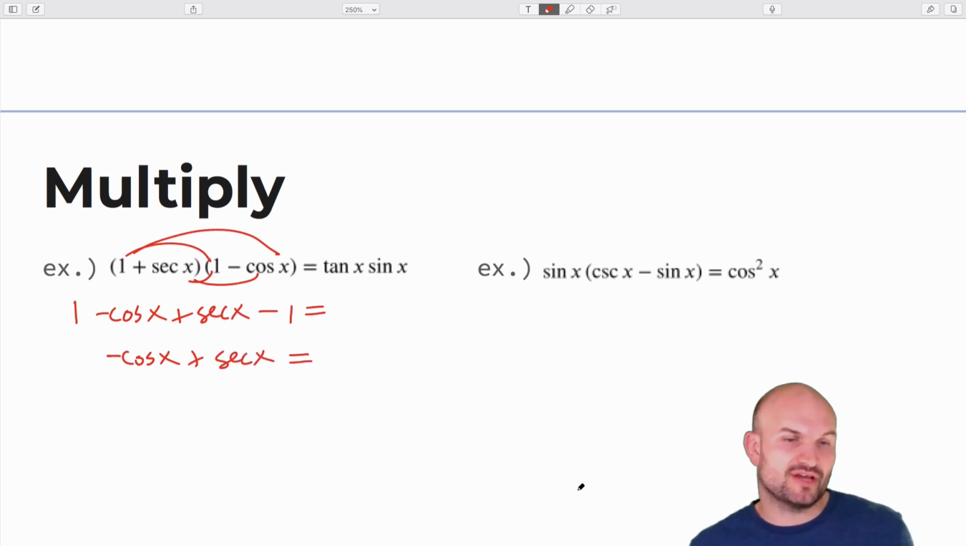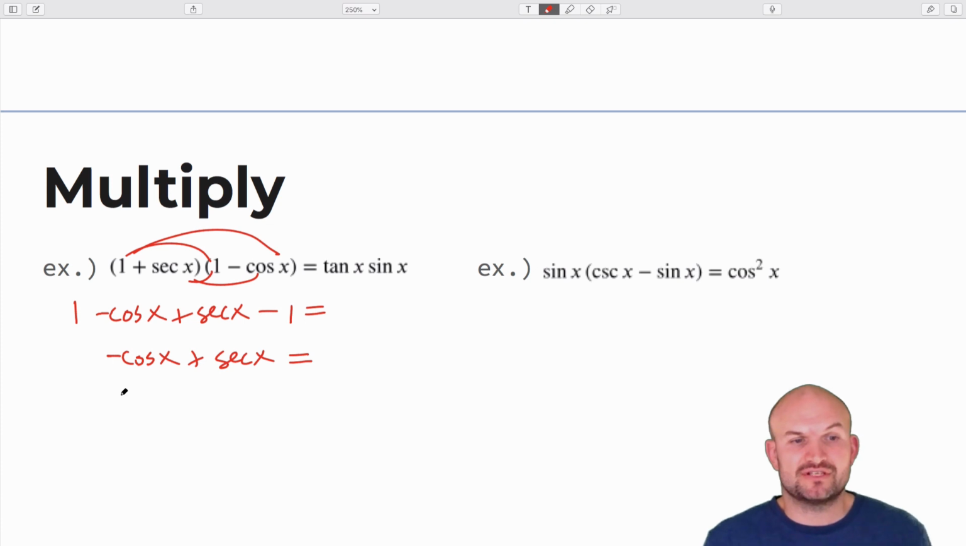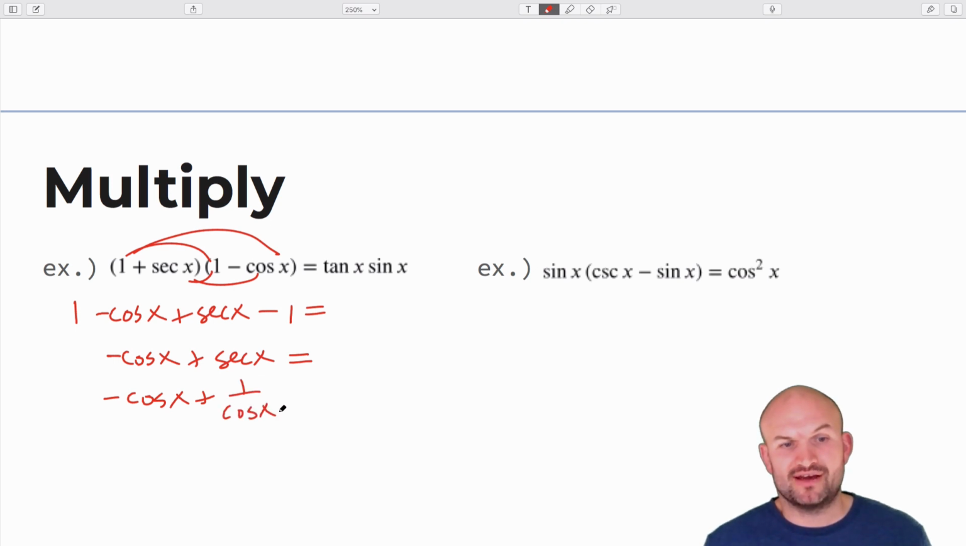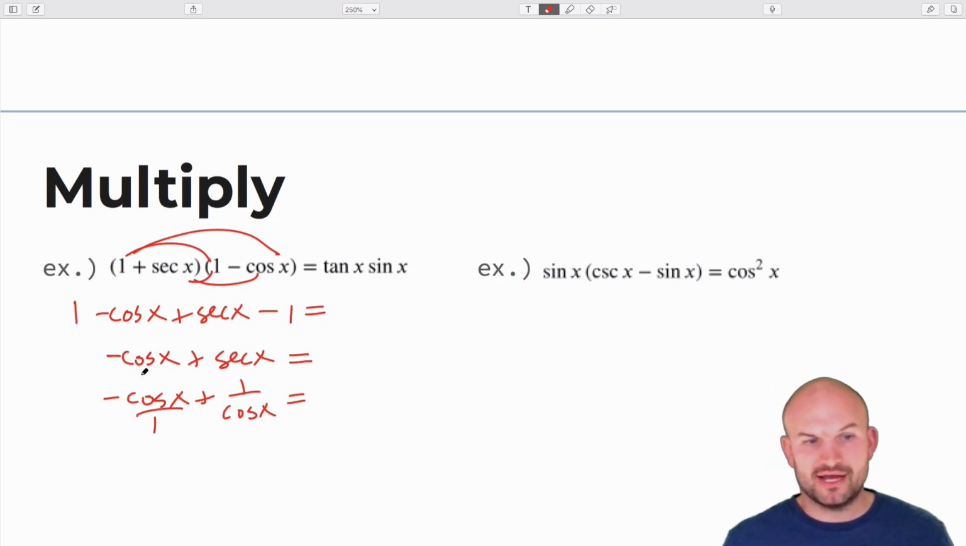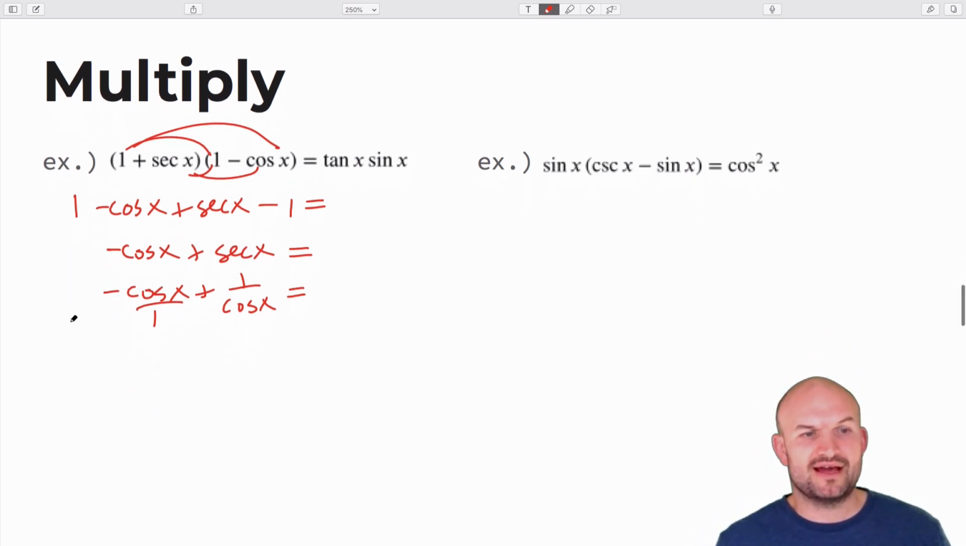All right, so here's our first test. I'm not really sure what I could do. I'm sure I can add these, but how do I add cosine of x and secant of x? They're not like terms, right? Well, again, let's convert everything to sines and cosines, maybe see if that allows us to think of things in a little bit different light. So if I have negative cosine of x plus 1 over cosine of x, you can see that, oh, well, now I just got to get a common denominator, right? So to get a common denominator, I can see that is going to be a cosine of x.